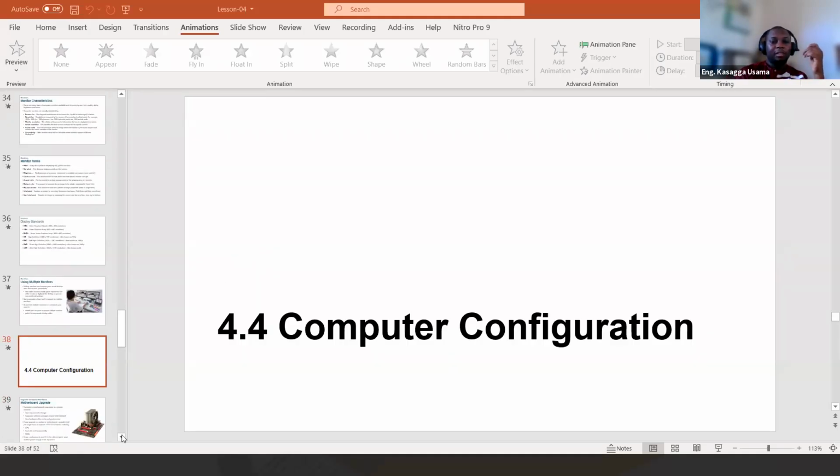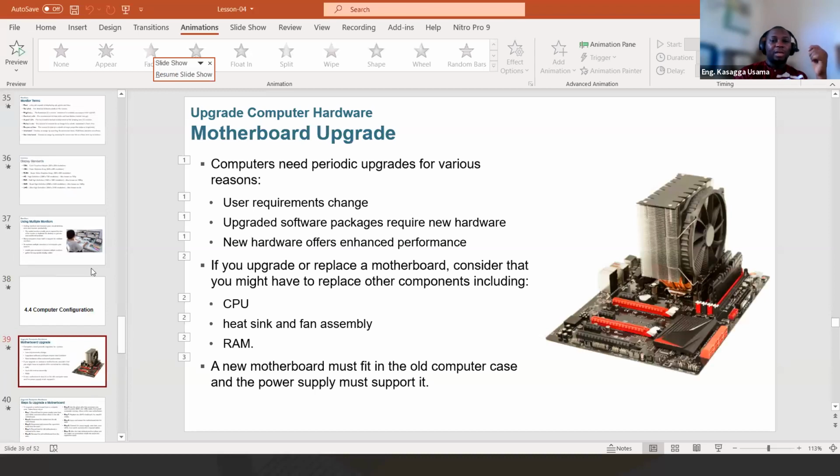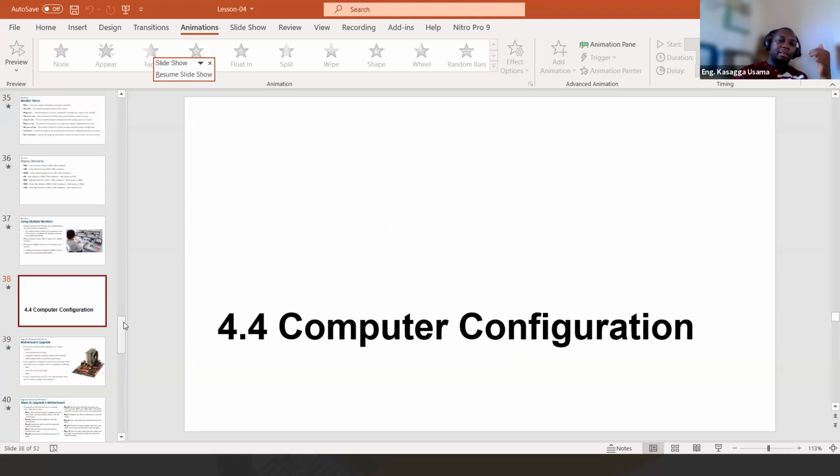So the next meeting, we shall start from 4.4, and that is the configuration. How do we configure? How do we talk about the motherboard? Please, you can go through them. And then when we get back, we are on the same page. Are we together, dear students? Okay, so unless we have some disturbing concerns, I want to say that at least today we can stop there.